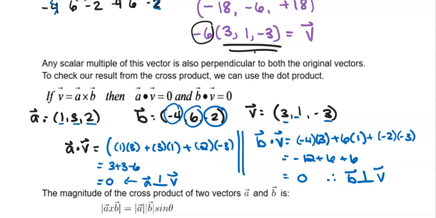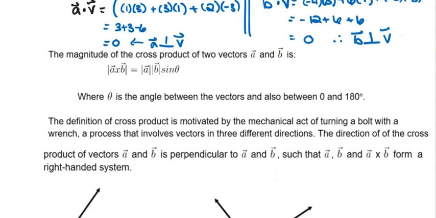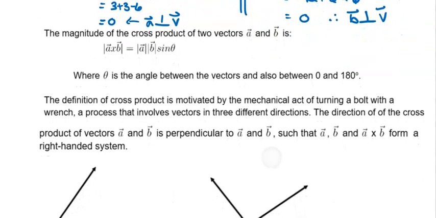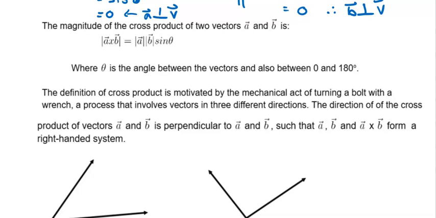Okay. There's also a rule that we can follow here, and we can talk about the magnitude of the cross product of two vectors A and B. We can have this notation or rule to remind us that the magnitude of A cross B is the magnitude of A times the magnitude of B times sine theta, where theta is the angle between the two vectors, and that angle also needs to be between 0 and 180, so that's the related acute angle. And this is really similar to the magnitude of the dot product.